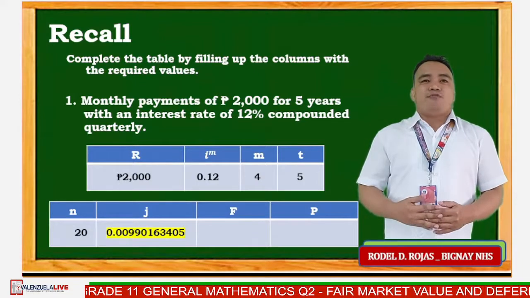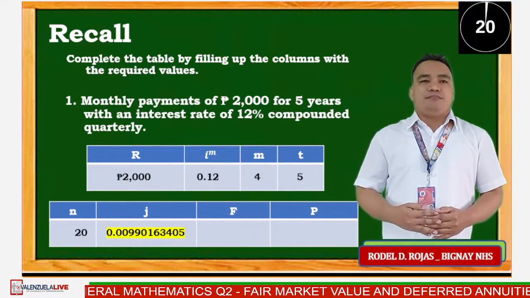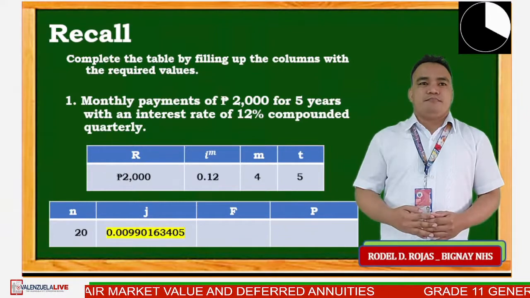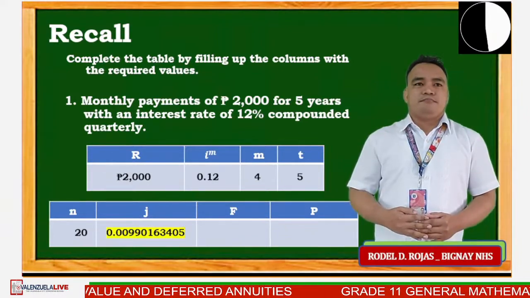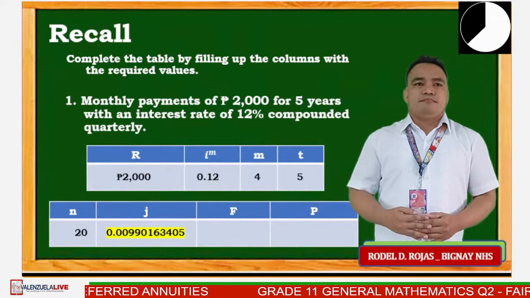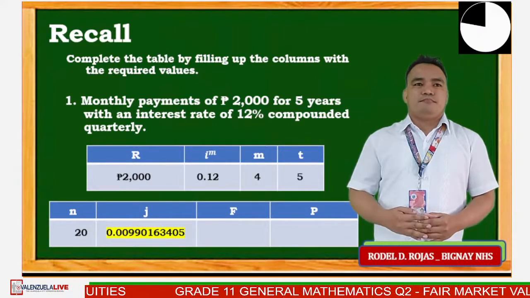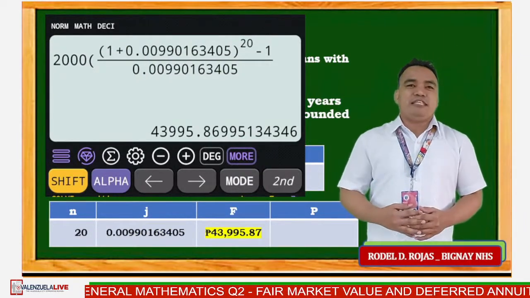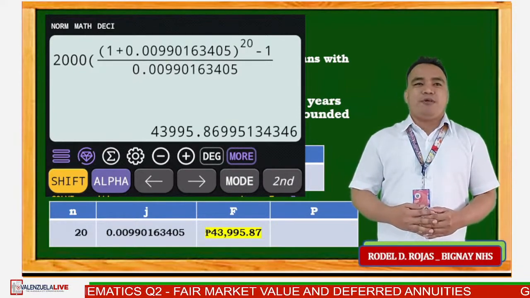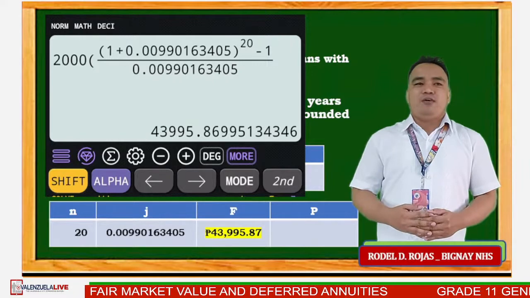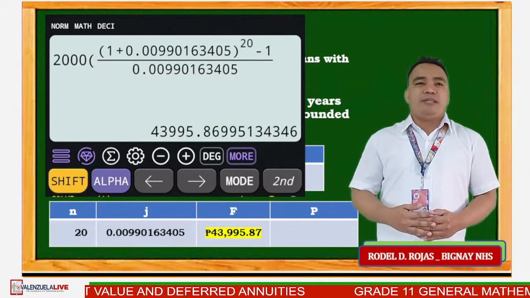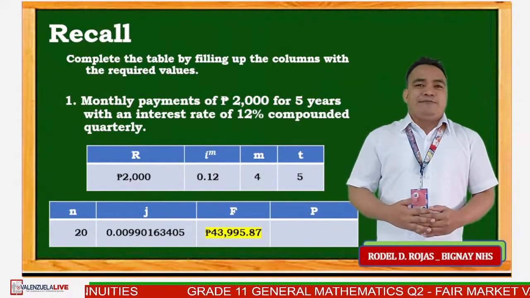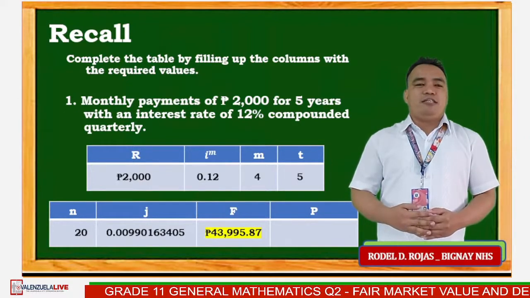Next, find F for future value of an ordinary annuity. F equals 43,995.87 pesos, using the formula F equals R times the quantity of 1 plus J raised to N minus 1 all over J. Last one, find P for present value of an ordinary annuity.